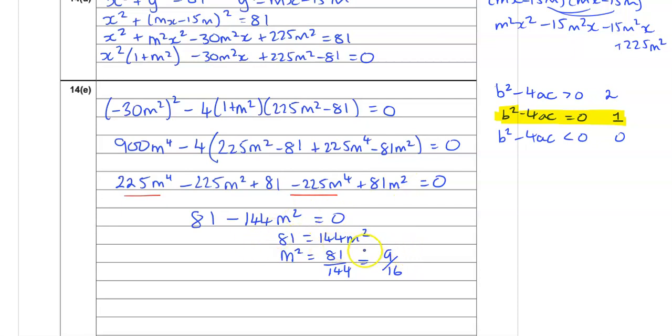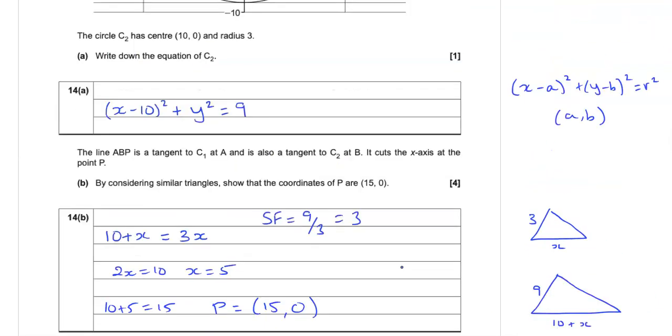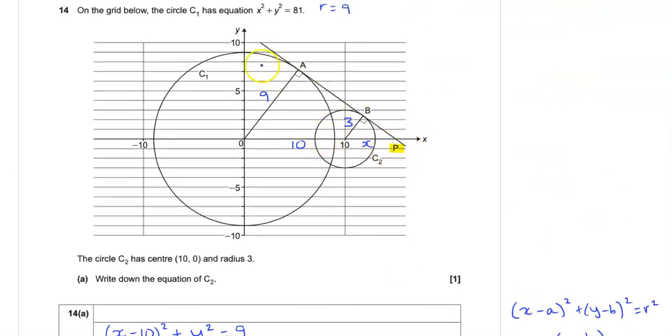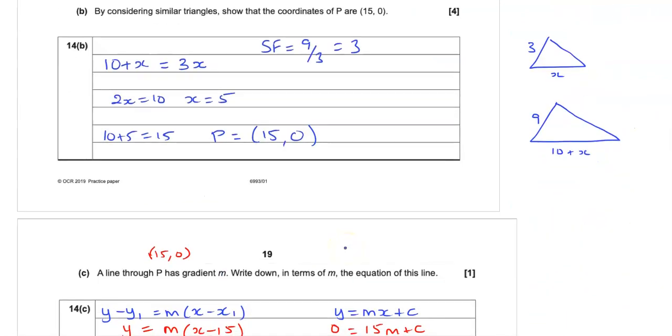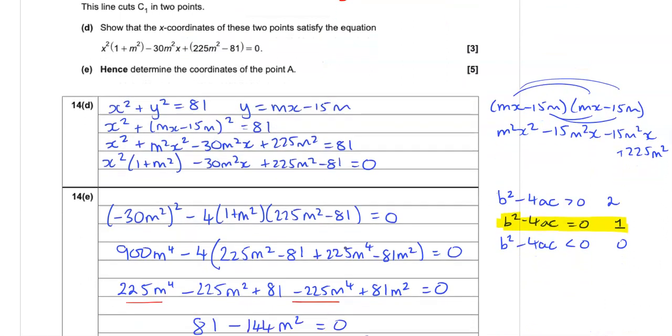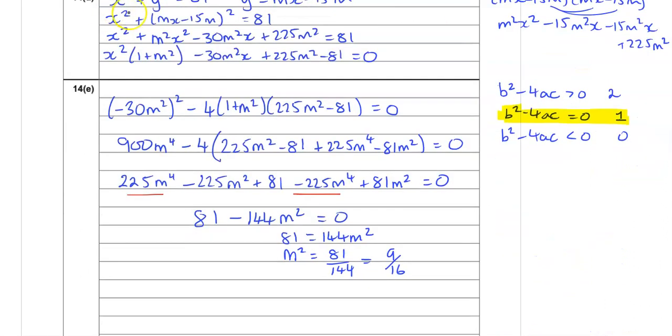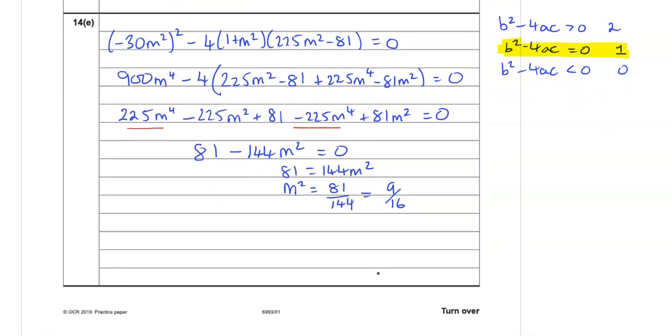Now, in this case, we could work out what m is by square rooting, which would be 3/4, or minus 3/4, which if we go back to this here, we can see that it's a negative gradient, which would be minus 3/4. However, everything in that original equation has m squared in it, so we're going to be squaring it anyway, so we may as well use the 9 over 16.